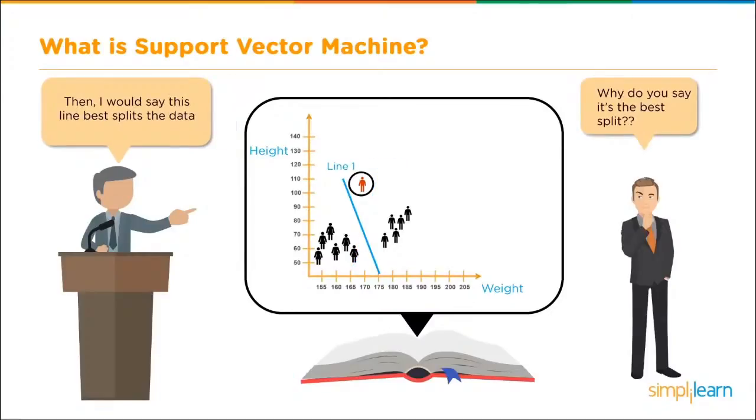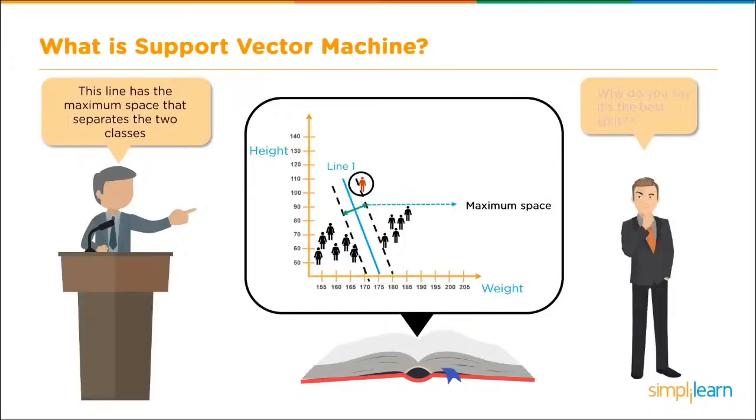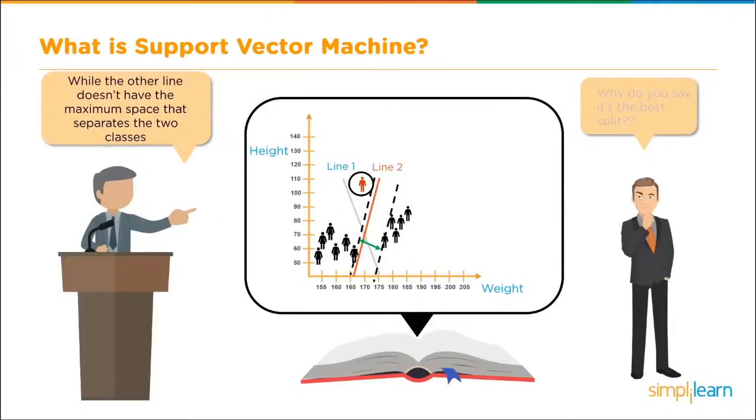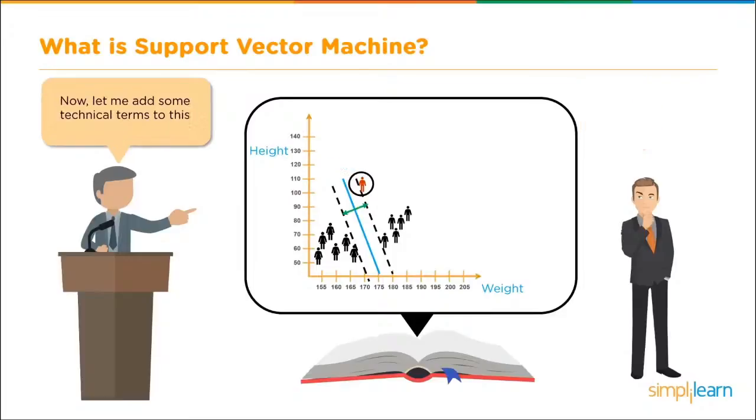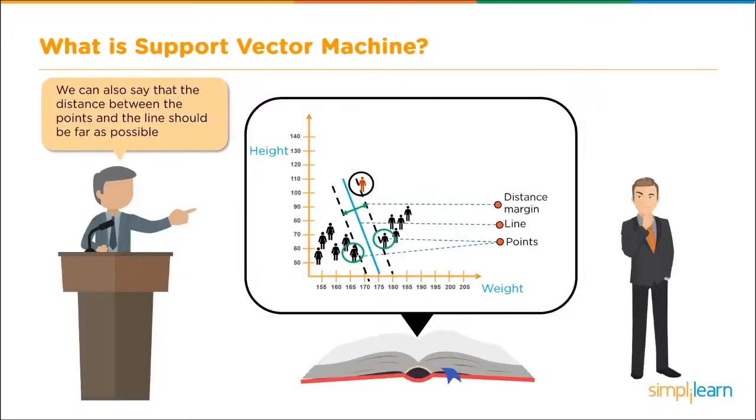And we say the best possible way because this line has a maximum space that separates the 2 classes. Here you can see there's a clear split between the 2 different classes, and in this one there's not so much a clear split. This doesn't have the maximum space that separates the 2. That is why this line best splits the data. We don't want to just do this by eyeballing it. And before we go further, we need to add some technical terms to this. We can also say that the distance between the points and the line should be as far as possible.